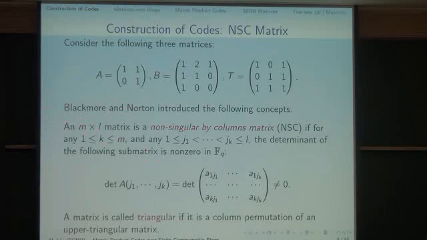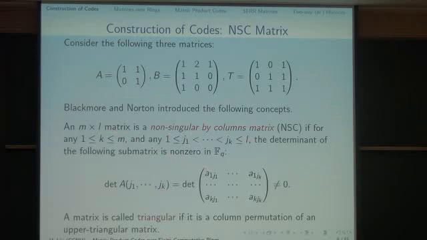An M times L matrix is called non-singular by columns if, for every k with 1 ≤ k ≤ M, taking the first k rows and any k columns gives submatrices whose determinants are non-zero. Then we call the matrix non-singular by column.